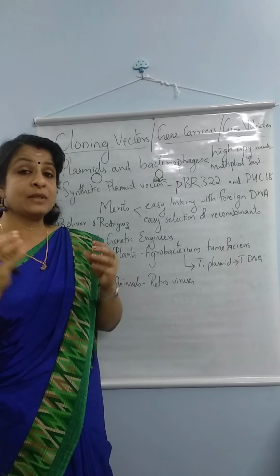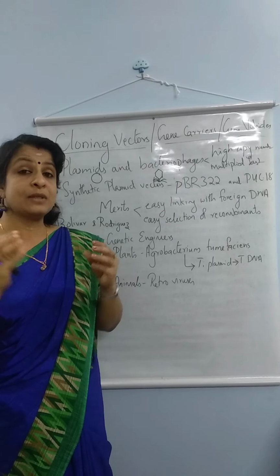So these are the two reasons why nowadays we are using synthetic plasmid vectors. That is, it has an easy linking property with the foreign DNA. Second is easy selection of recombinants from non-recombinants. In this way, bacteria that do not have rDNA in their body can be separated out. Now, next is natural genetic engineers.